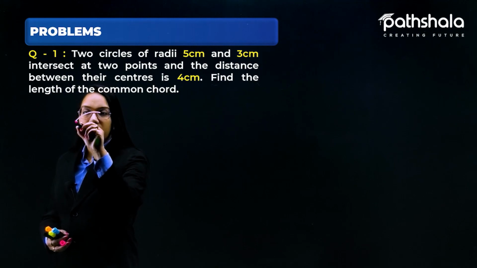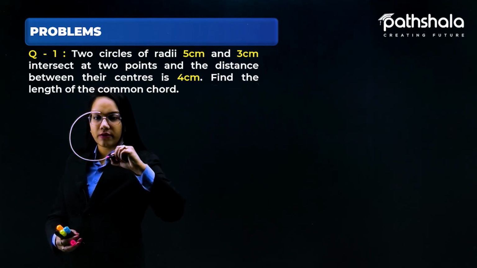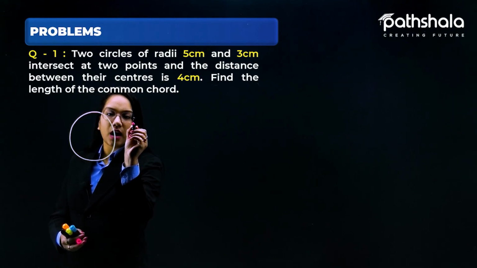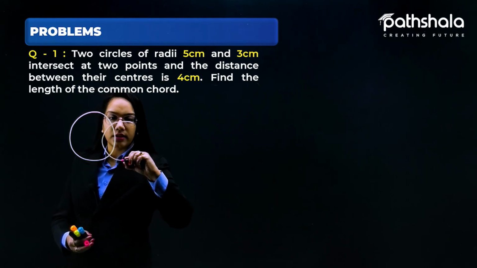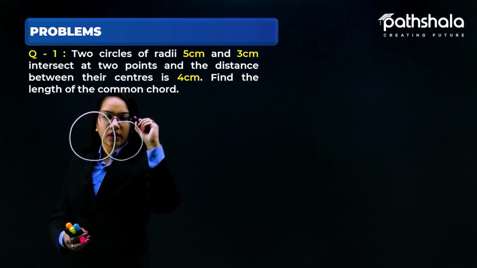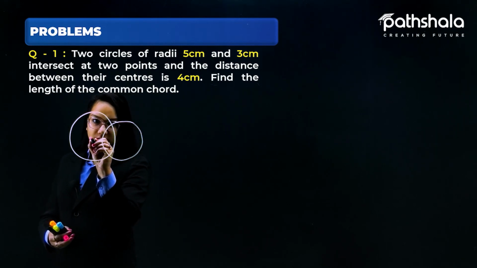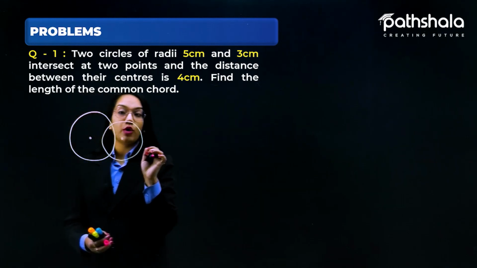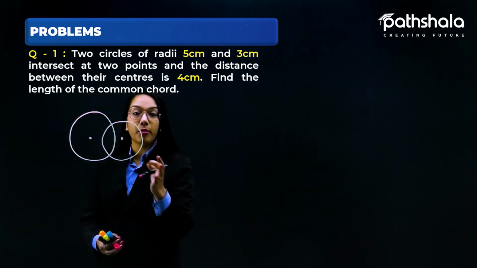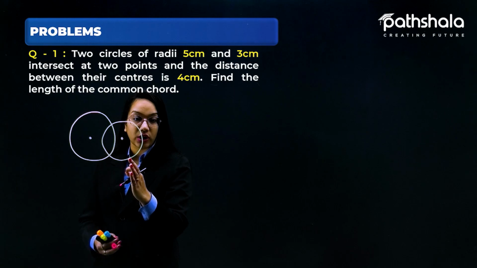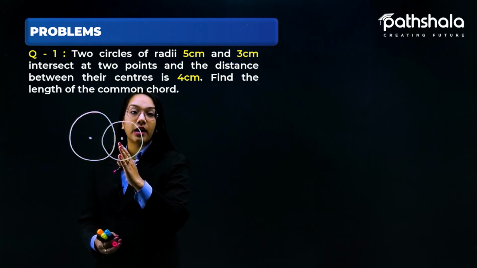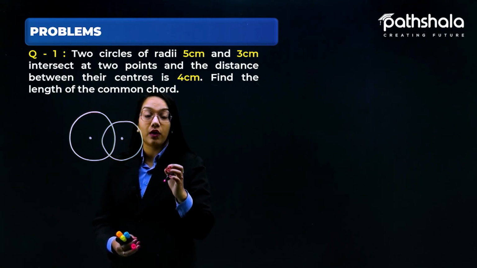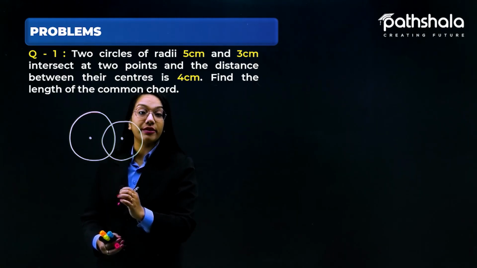Let us suppose I'm taking the very first circle as this, and the other circle would be like this. Further, let us suppose this is the center and this is the center of the circle. First of all, we know that whenever we have two circles intersecting each other at exactly 2 points, their centers always lie on the perpendicular bisector of the common chord.